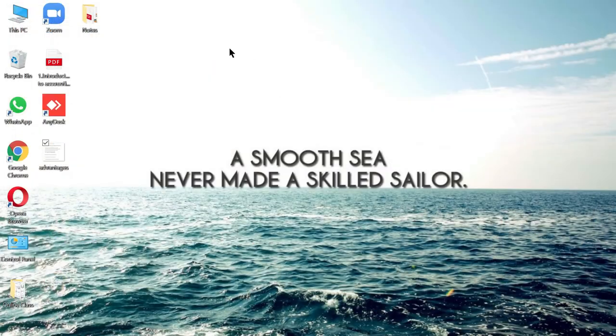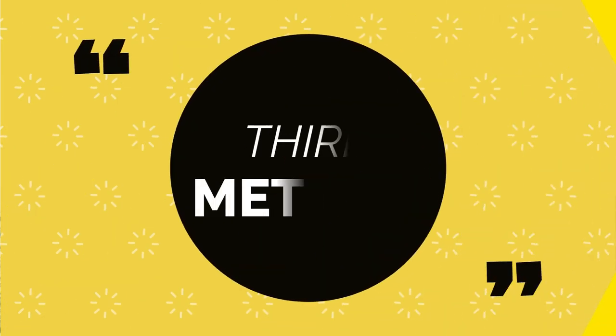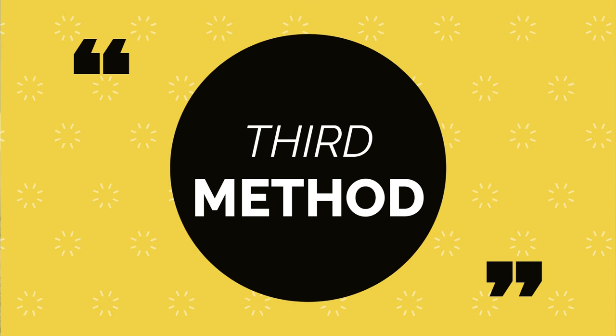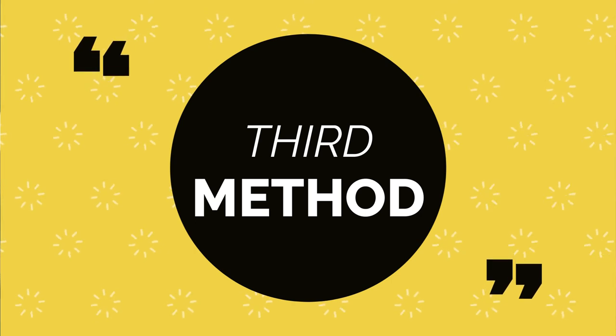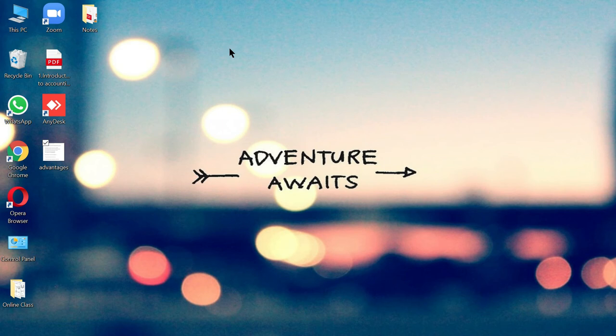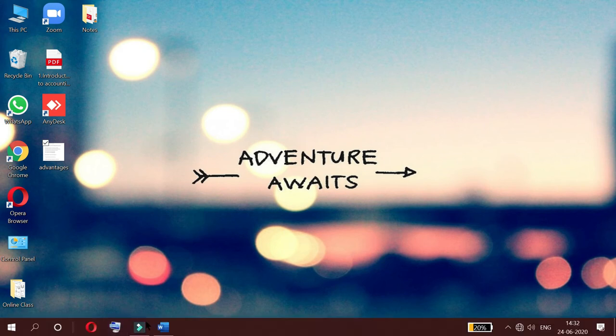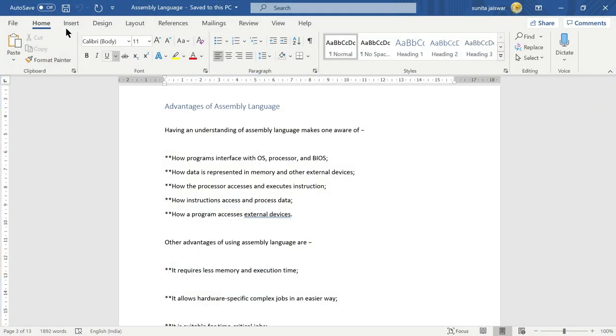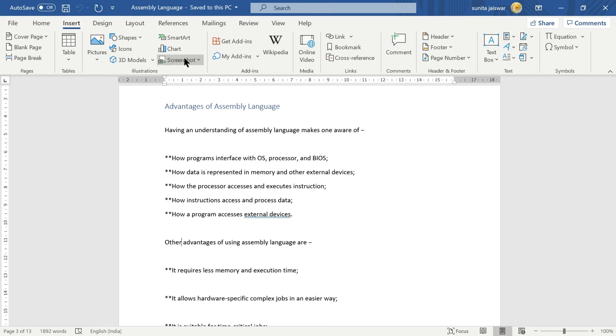So not wasting much more time, now let's move on to the third step. The third step is not any tool or any button. Nowadays, as people require more screenshots, Microsoft has included this screenshot option in Microsoft Office as well. So you can see this is a Microsoft Word file. In this, just go to the insert option. You can see here is this.